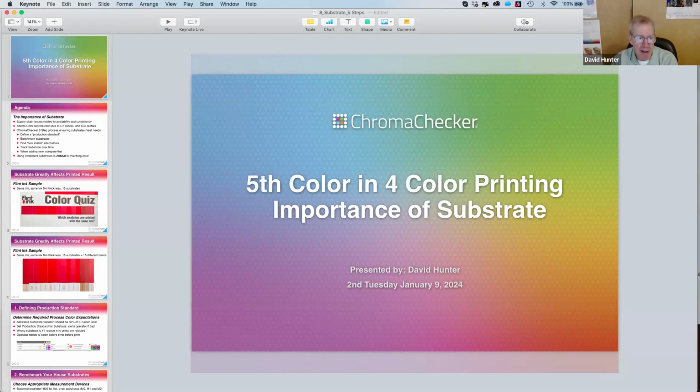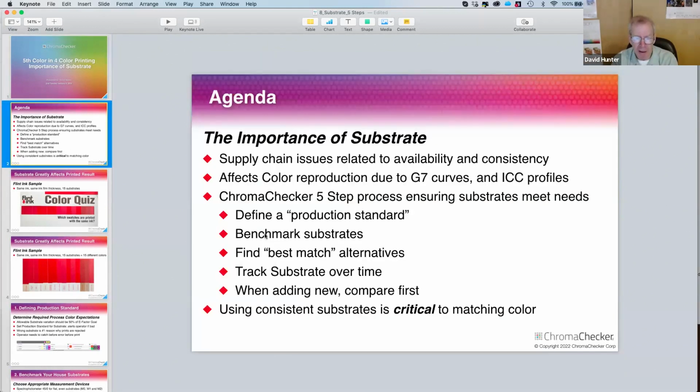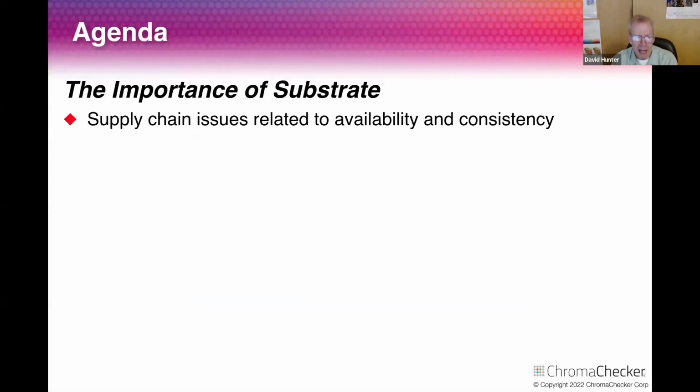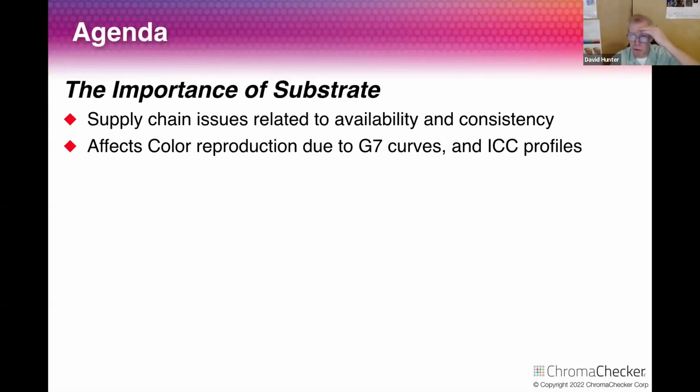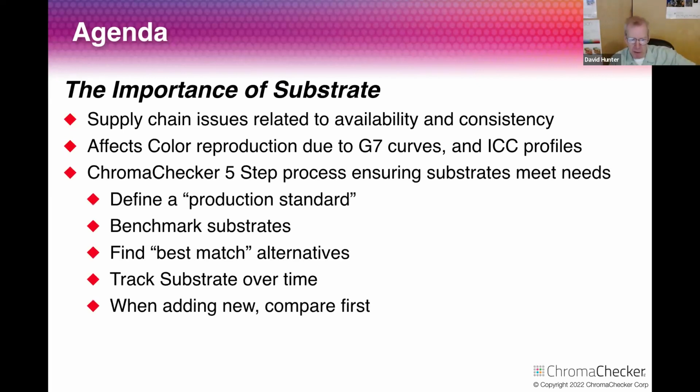So with that, the agenda today is essentially the importance of substrate and how the supply chain issues related to availability and consistency have limited our ability to get consistent substrates over time. Luckily, ChromaChecker gives you the ability to find a best match substrate, which we'll show you, which comes in handy when your supplier tells you, hey, we can't get this anymore, and you're going to go with another substrate.